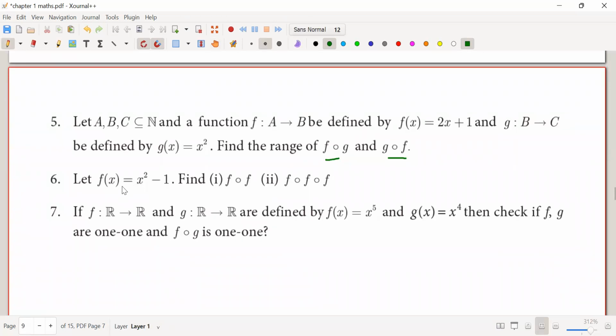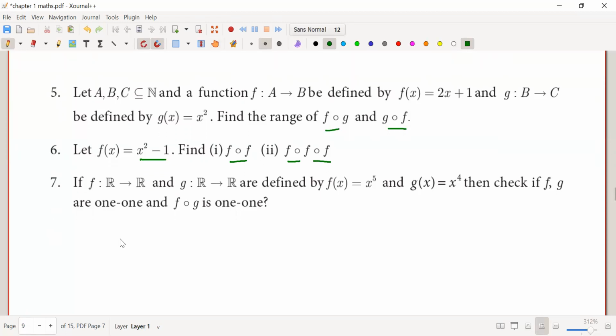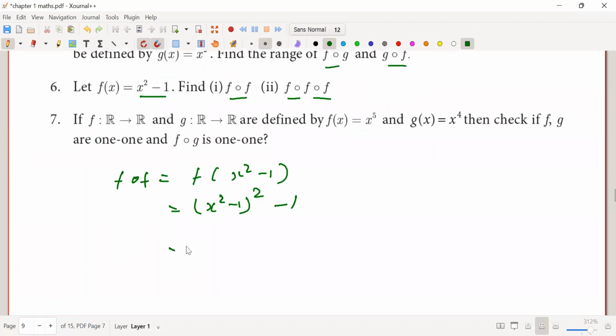Then here, they are given only f of x. We have to find f of f. So f of f is f of x squared minus 1, so x squared minus 1 whole square. When I substitute this x squared minus 1 in this place, it becomes x squared minus 1 whole square minus 1.